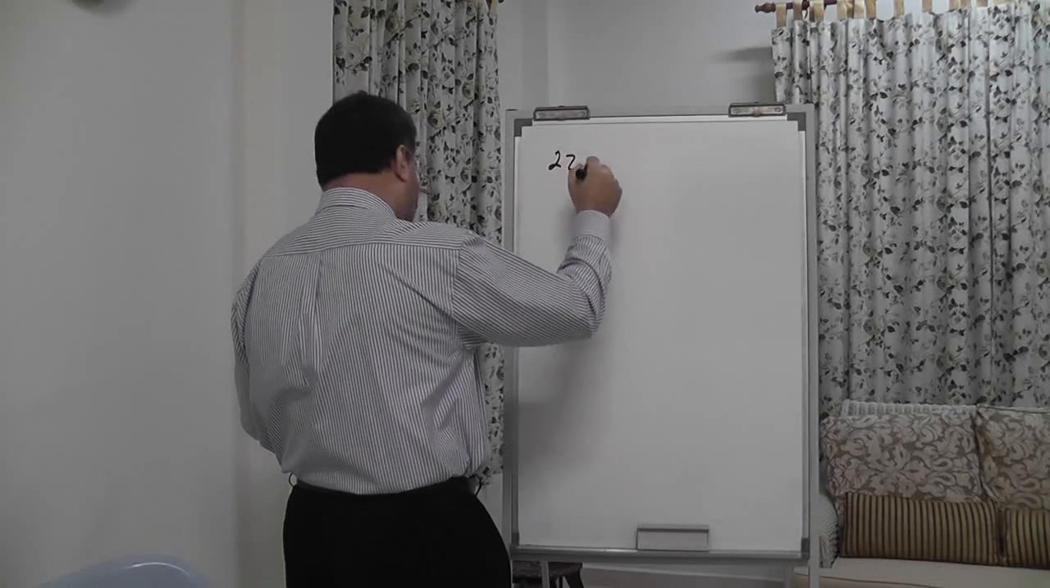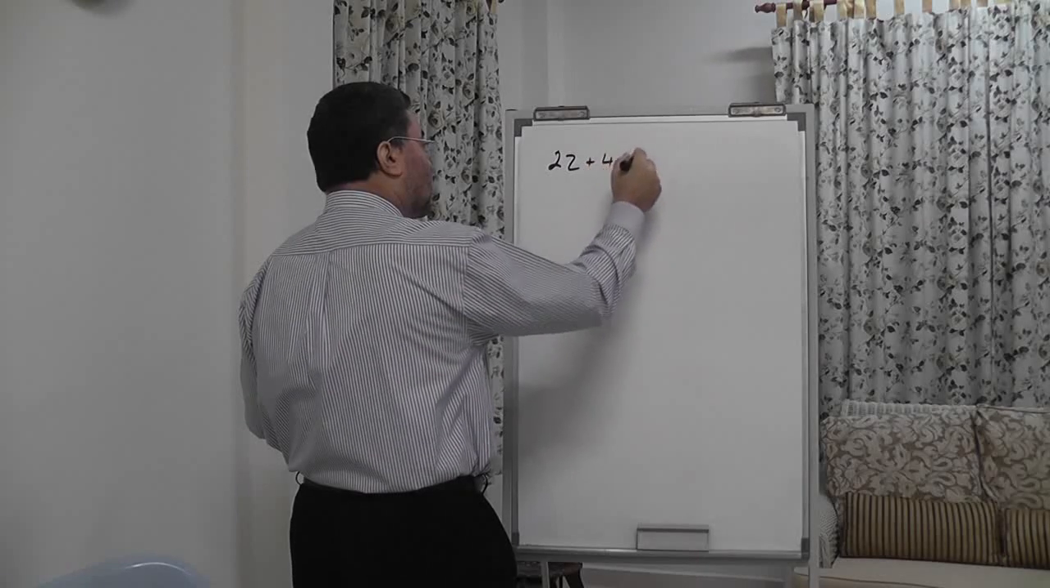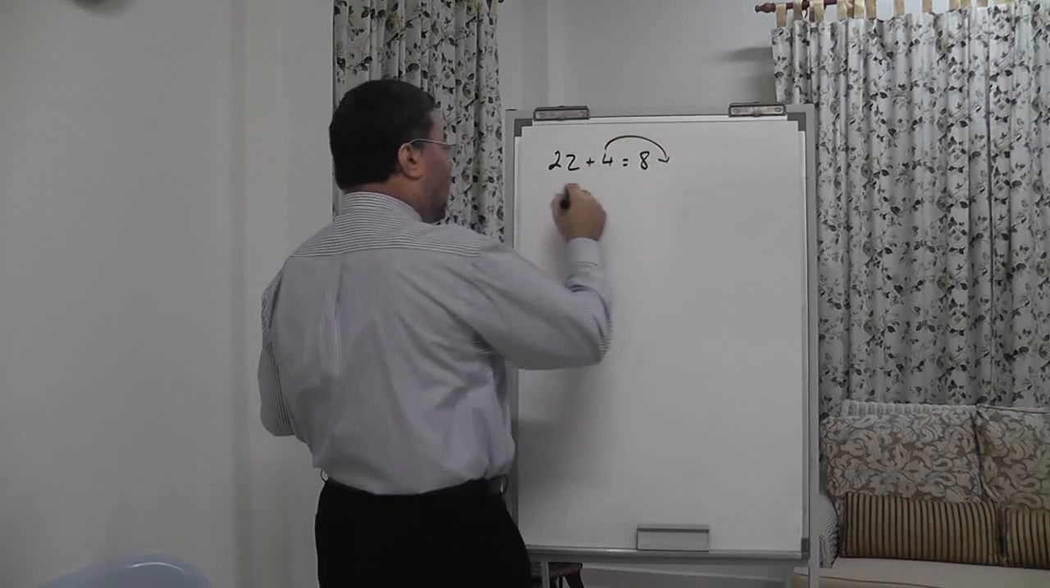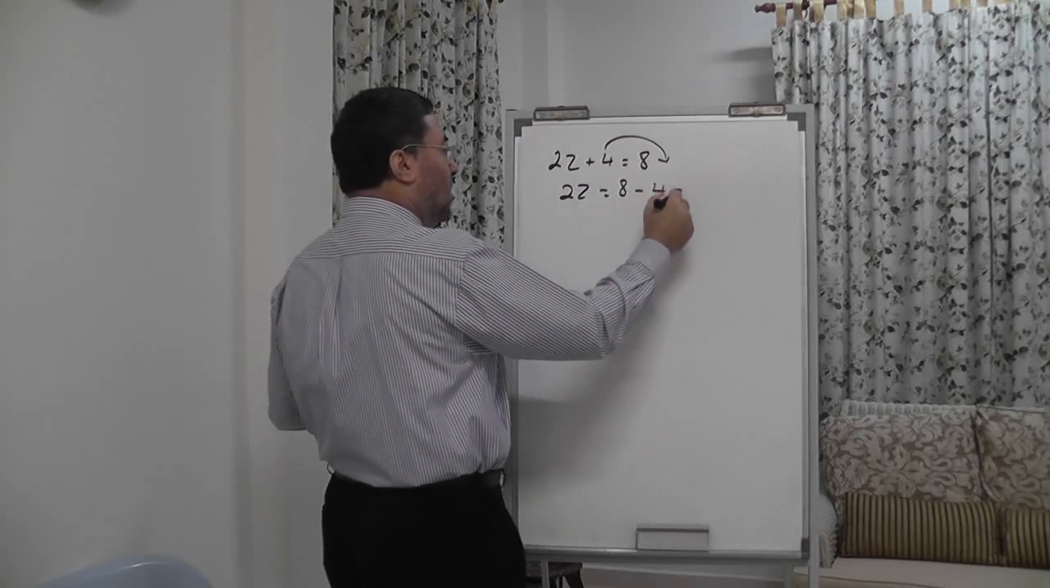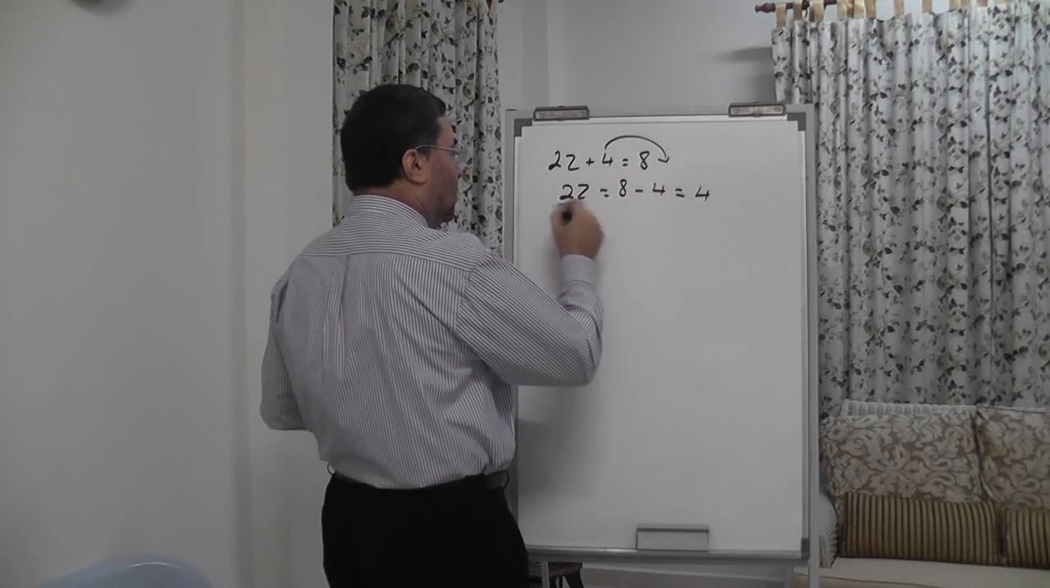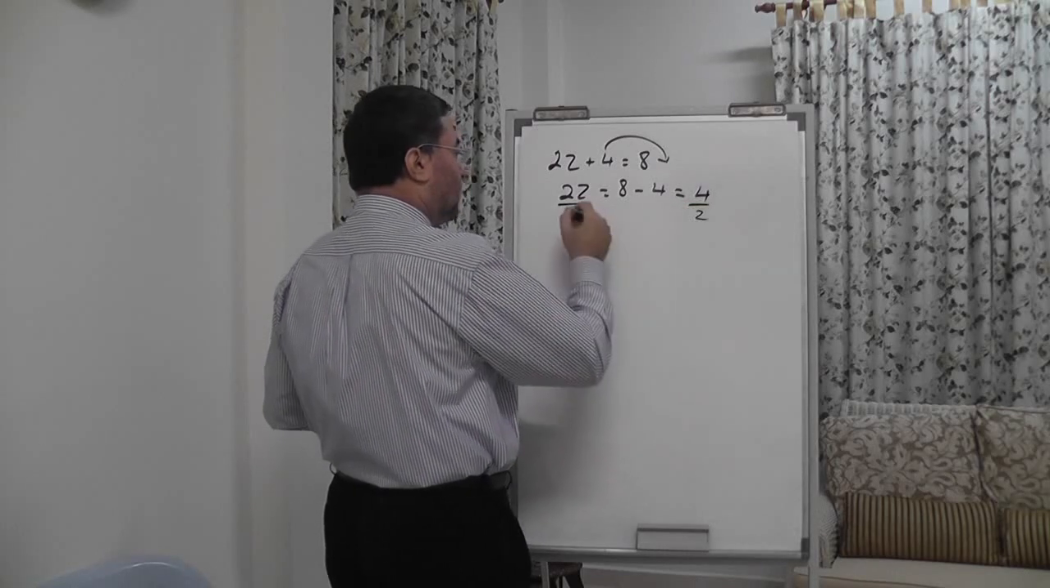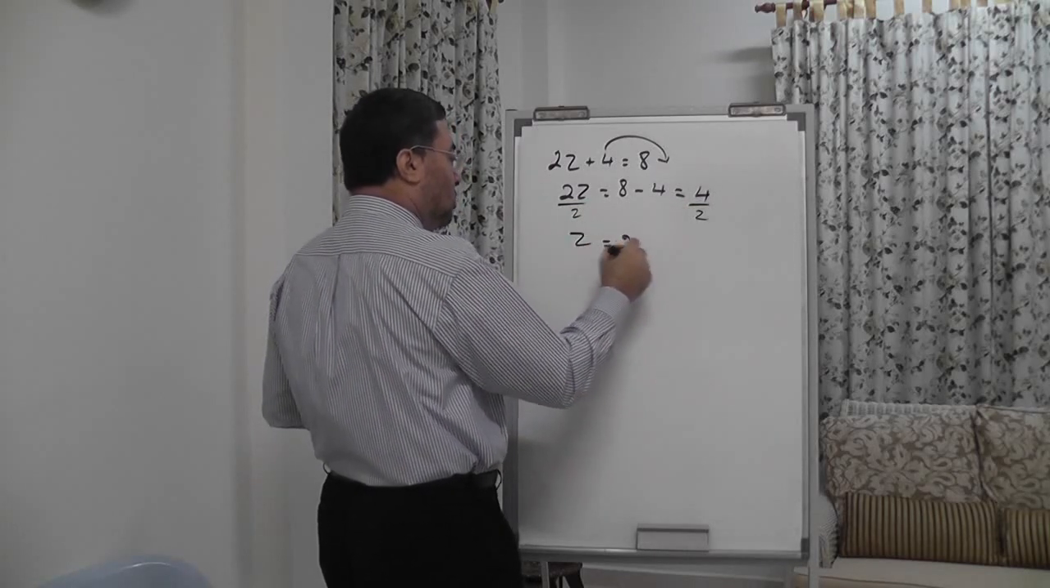2z plus 4 equals 8. 4 moves to this side. You have now 2z is equal to 8 minus 4, and that's equal to 4. We divide everything by 2, and z is equal to 2.